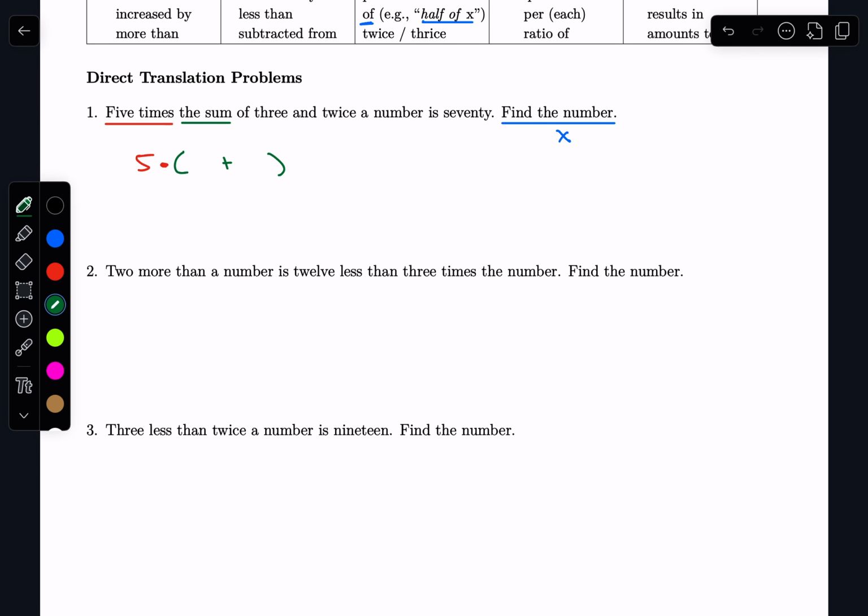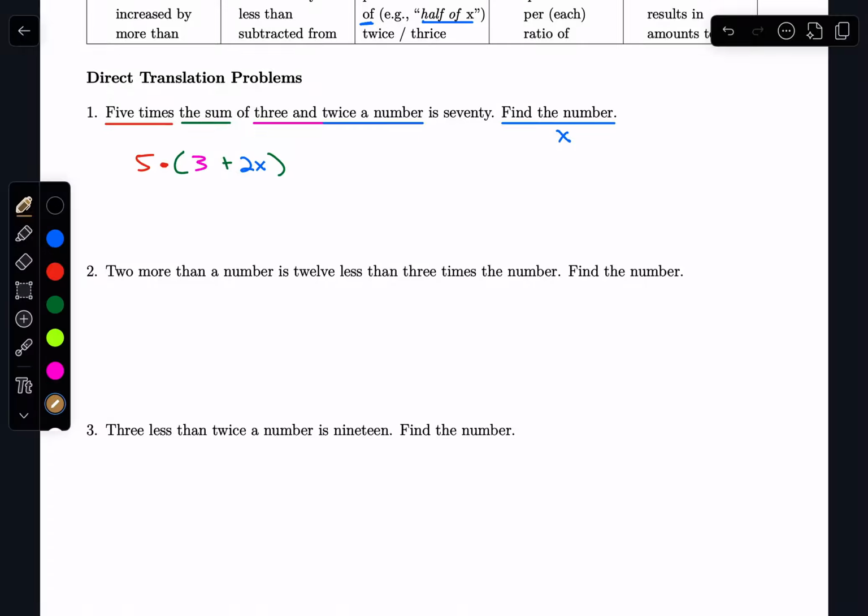Then it tells me what I'm doing the sum of. So it says 5 times the sum of 3 and twice a number. So you always do it in the order it appears in. So it's 3 and twice a number. So I'm going to put the 3 in the first spot, and then twice a number here, I'm going to double underline. Twice a number means we are going to multiply 2 times x because x is our number. So it's 3 and 2x. Twice a number is 2x.